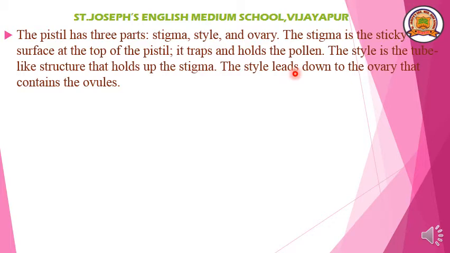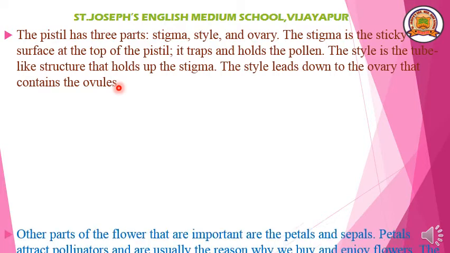The style leads down to the ovary that contains the ovules. The style is the center part of a pistil which ends with the stigma at the top, and it carries pollen grains to the ovary. The ovary contains ovules.